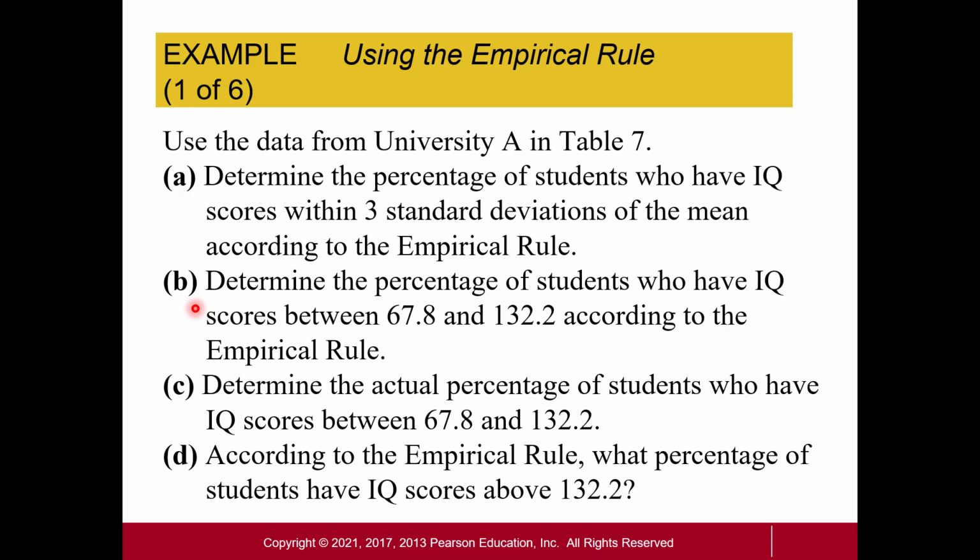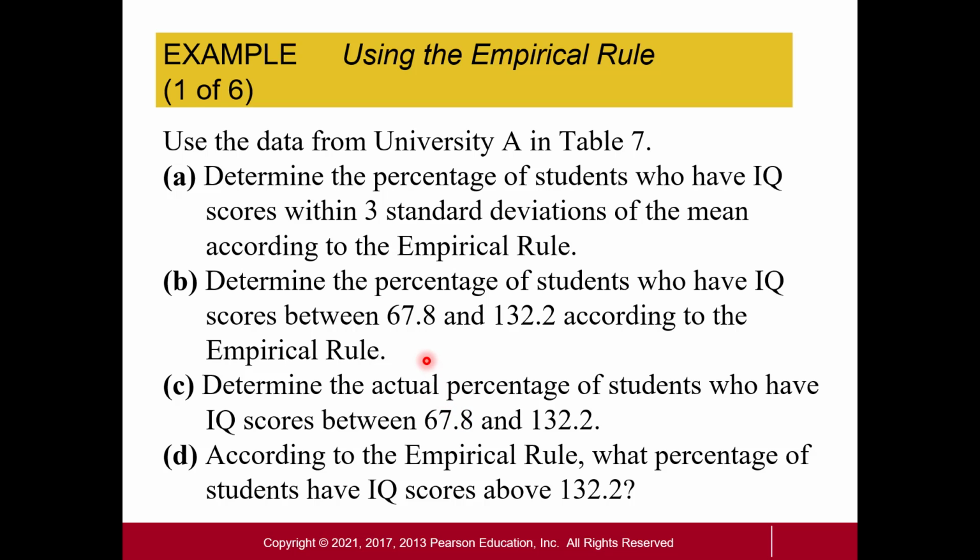So to use the empirical rule, let's use it for the university example with the IQ values. So University A, we're going to determine the percentage of students who have IQ scores within 3 standard deviations of the mean, according to the empirical rule that we just talked about. And then we're going to determine the percentage of students who have IQ scores between these certain values, 67.8 and 132.2, also according to our empirical rule. Then we'll determine the actual percentage of students who have those IQ scores.